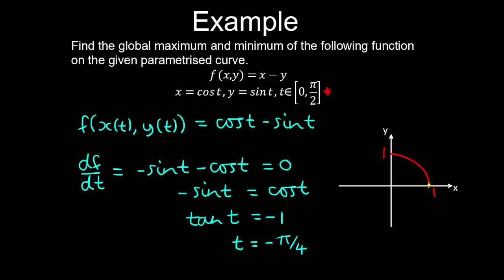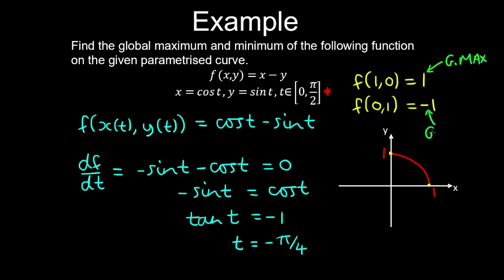So evaluating the function at the endpoints, we get the function at x equals 1 and y equals 0, or t equals 0, is equal to 1. And at the other endpoint, we have the function at x equals 0 and y is equal to 1, evaluating to minus 1. So the global maximum is 1, and the global minimum is minus 1 on the given parameterized curve.